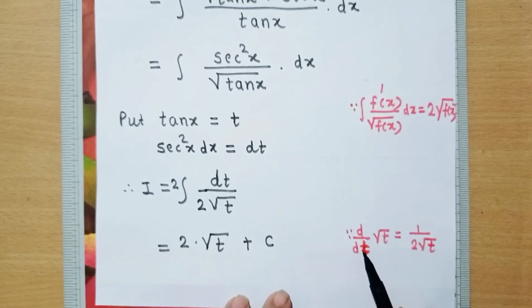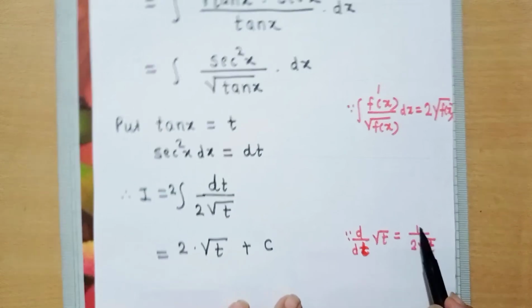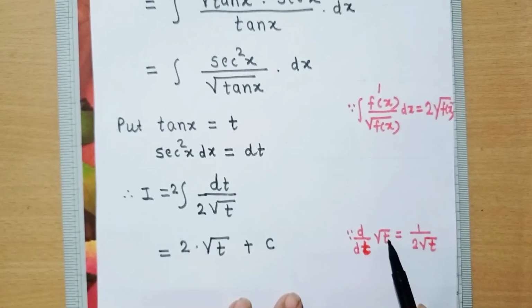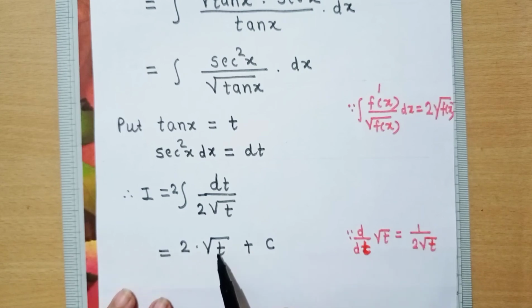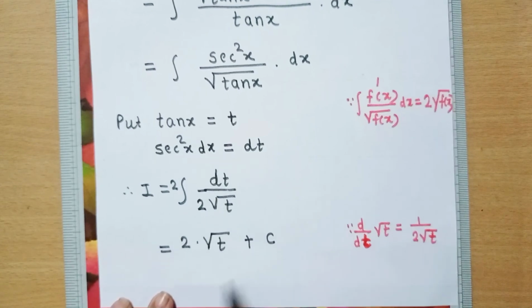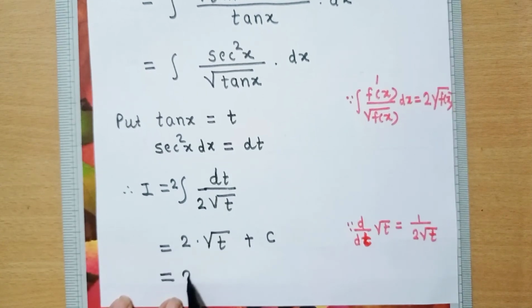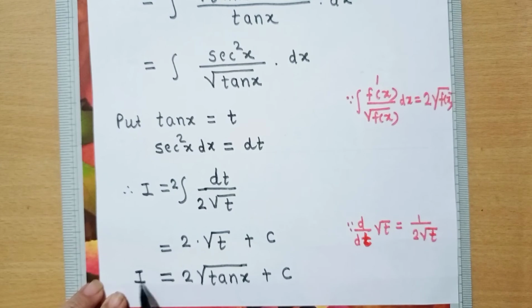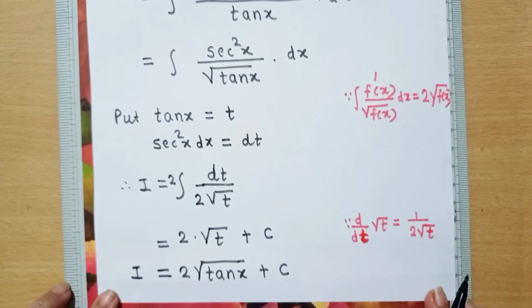Check now, d by dt of root t is 1 upon 2 root t, and so the integration of this equal to root t we have written here. In the last step again, t means what? Tan of x. So its answer is 2 root tan of x plus c, which is the answer of the given integral.